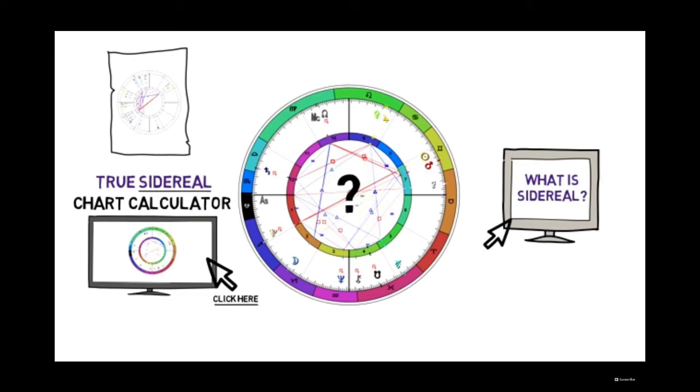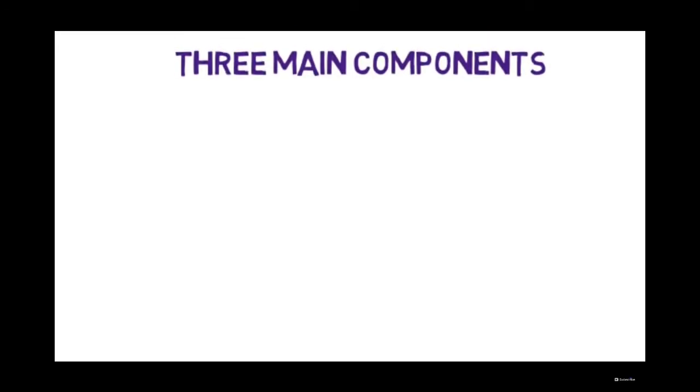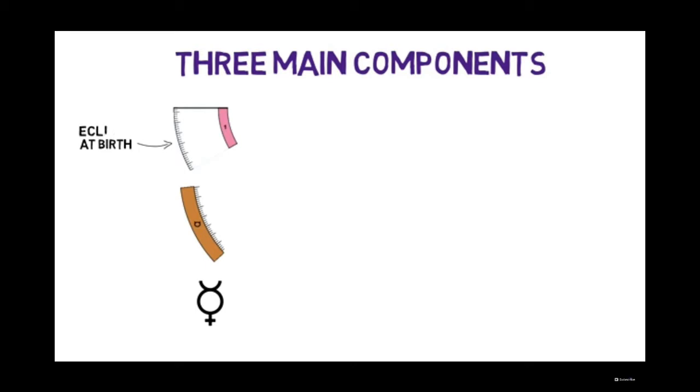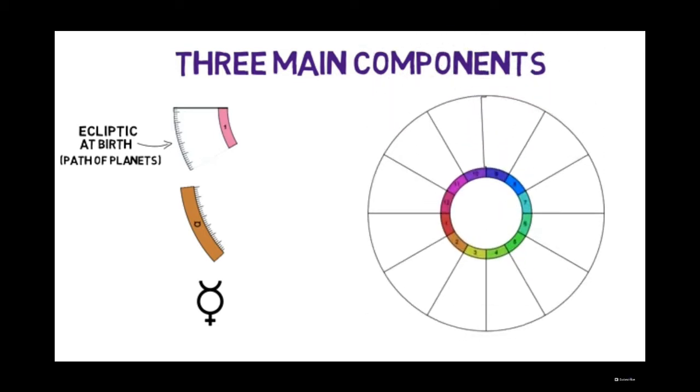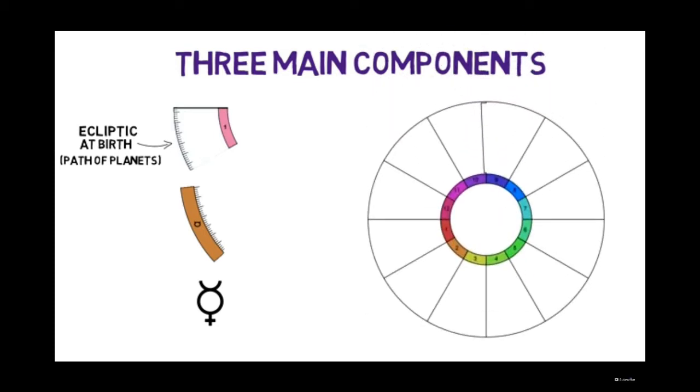Now, let's get started. There are three main components of any astrological chart: the houses, signs, and planets. The houses represent the sky at the time of your birth, more specifically the ecliptic, which is the path the planets move across in the sky. The houses form the skeletal structure of the chart and are always in the same location for everyone.